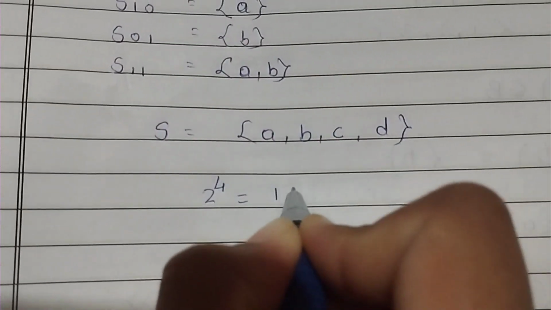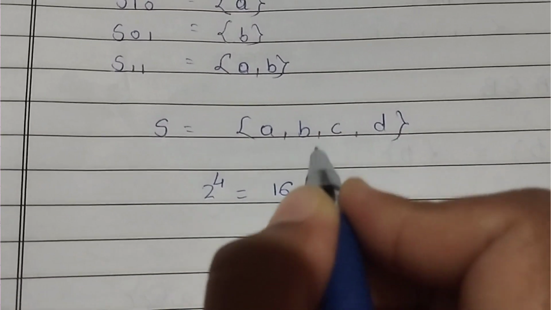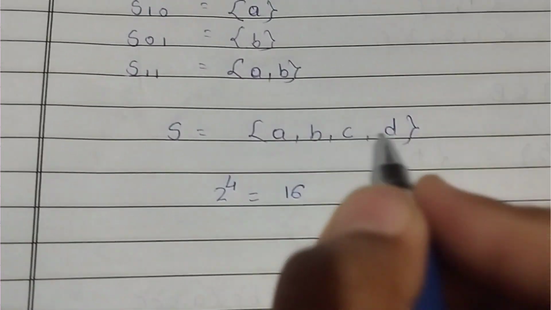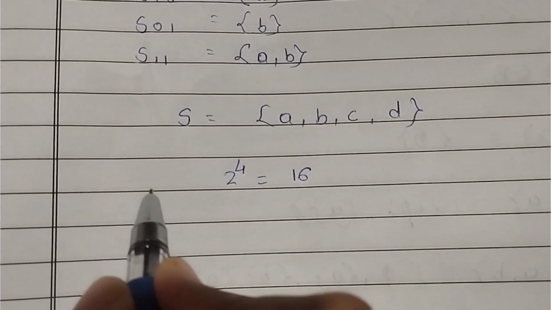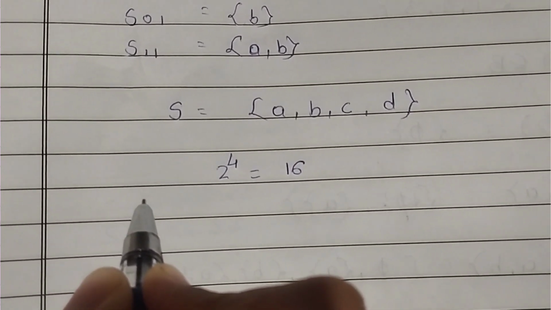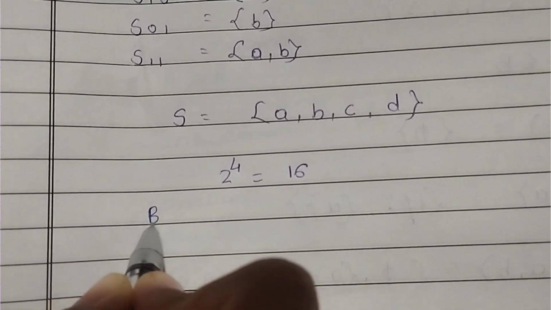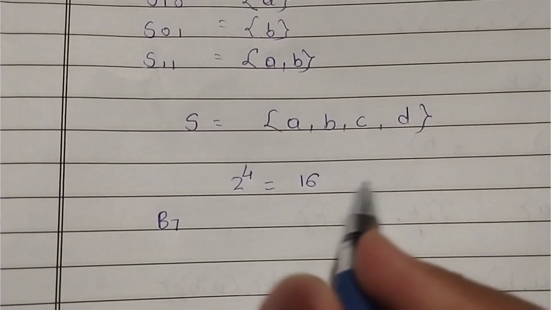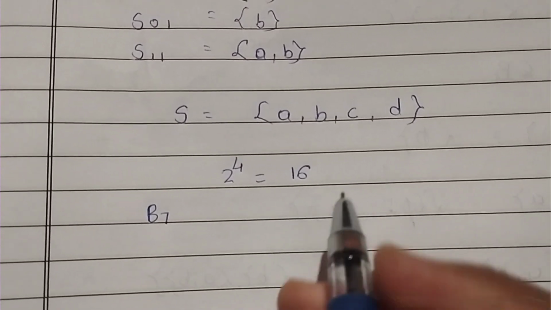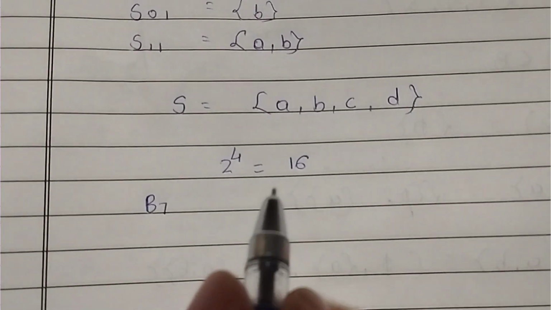So in total, 16 subsets we form by using this single set. Suppose in this question, if in the exam we have a question: find out B 7th subset, meaning the 7th subset from the power set, then how do we find it?